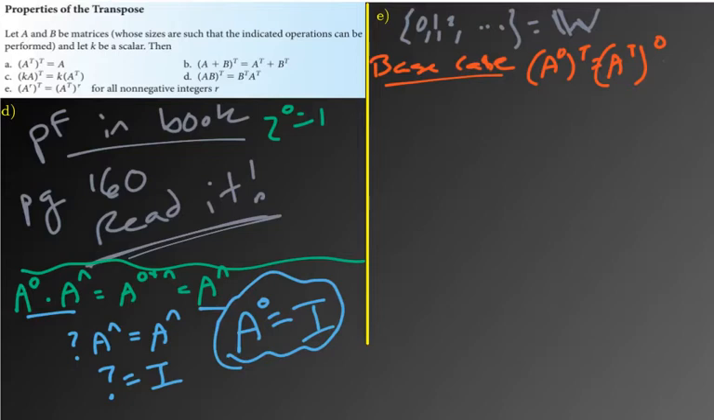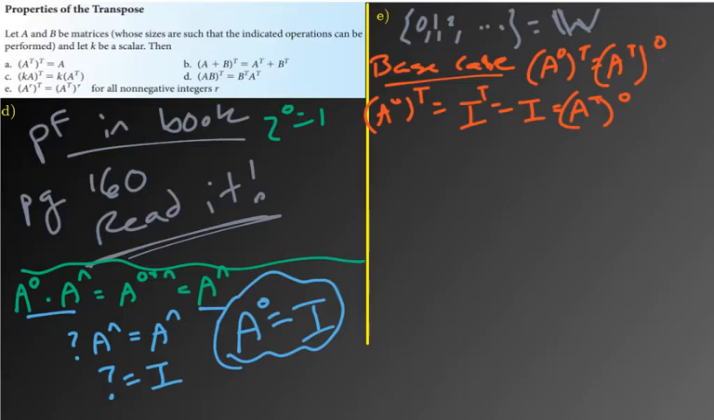So to show this with the base case, note that A to the 0 transpose equals just the identity transpose, which is really just the identity, right? And anything to the 0 power is the identity, so that's it. And the identity is a symmetric matrix, so it's transposed as itself, okay? So this proves pretty quick once we jump into it.